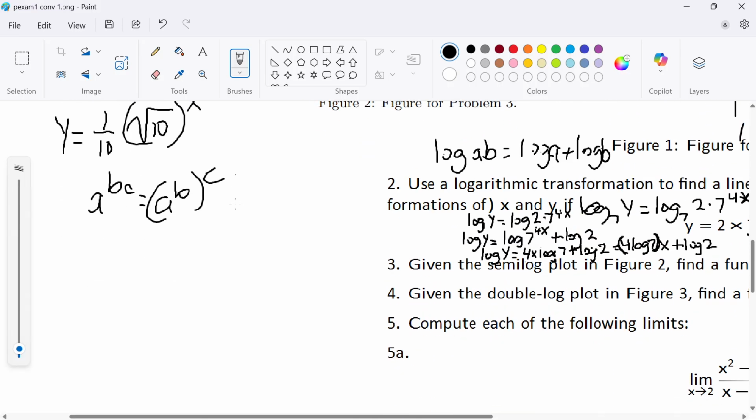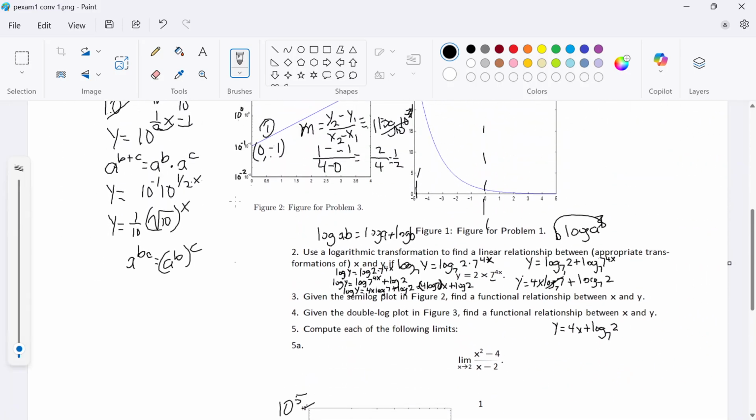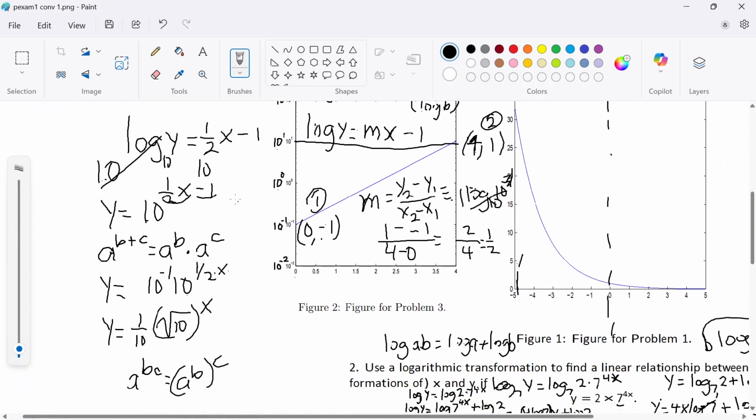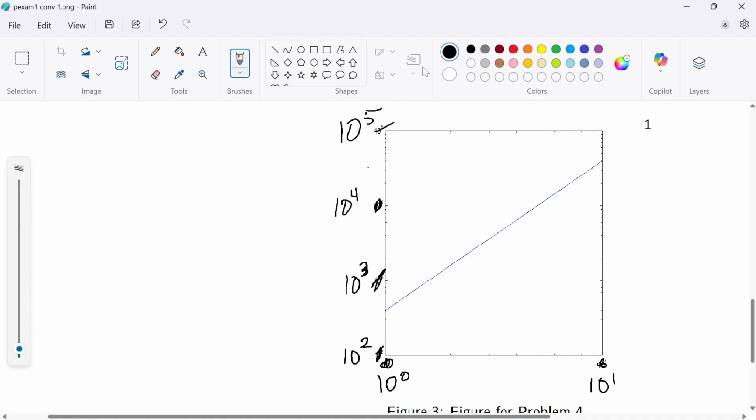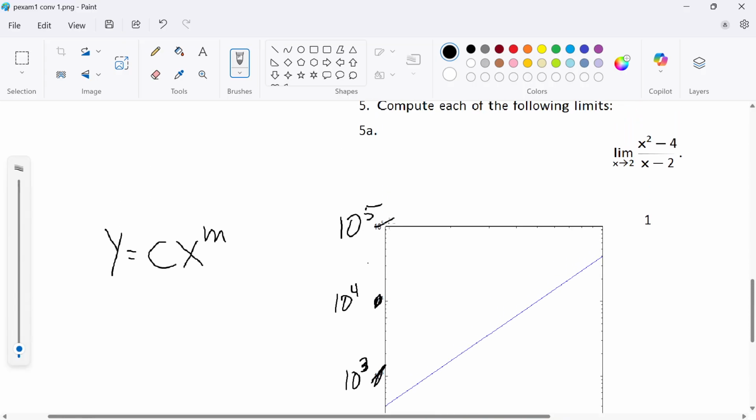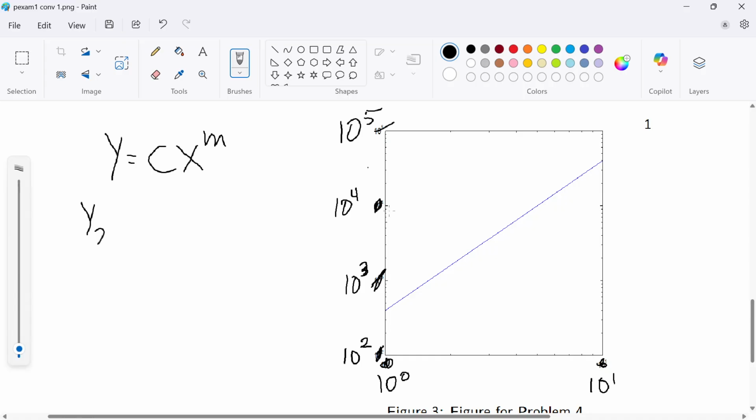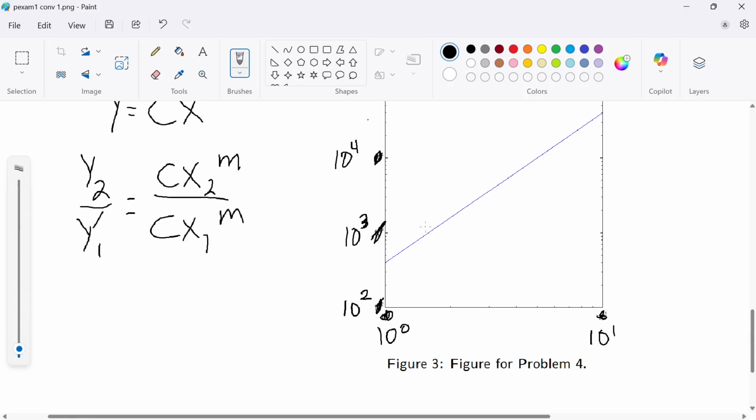So that's number 3. Number 4 is a double log plot. A double log plot, I can solve like this. There's a hard way, I think a harder way, but I can use this easier way. Y equals c times x to the m. So I'll have 2 points. Y2 divided by y1 equals c x2 to the m divided by c x1 to the m. I was almost going to put x to the m. I don't know why. So now I have to find out what these values are.